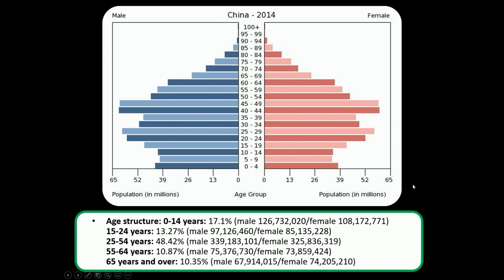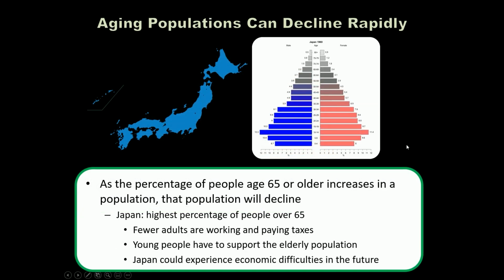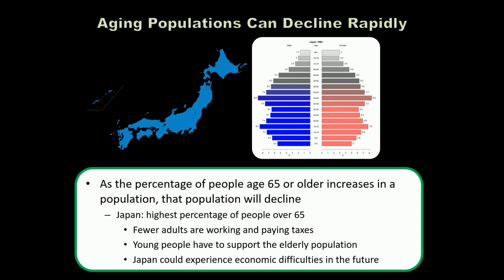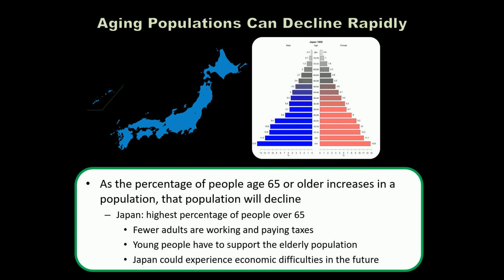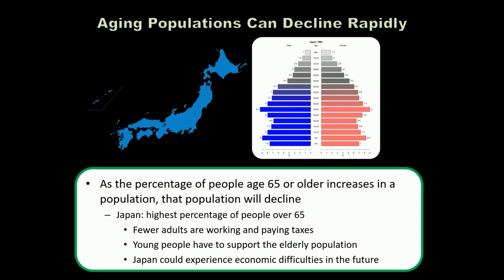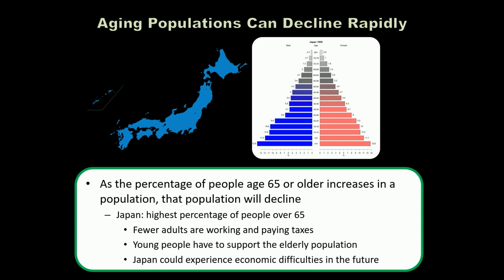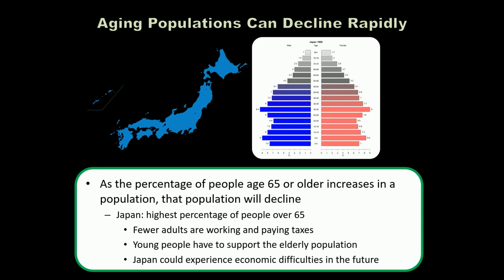Japan's a pretty good example of a country with a declining population. They have a lot of elderly people in their population, so you can see as time has marched forward that a larger and larger chunk of the population has shifted into the older age category, and you get a smaller portion of it in the pre-reproductive years. That's what this GIF is showing you: Japan's population age diagram shifting over time. And that means that there are fewer adults working and paying taxes, fewer young people to support the elderly population, and that could mean that Japan could face some economic difficulties in the future.